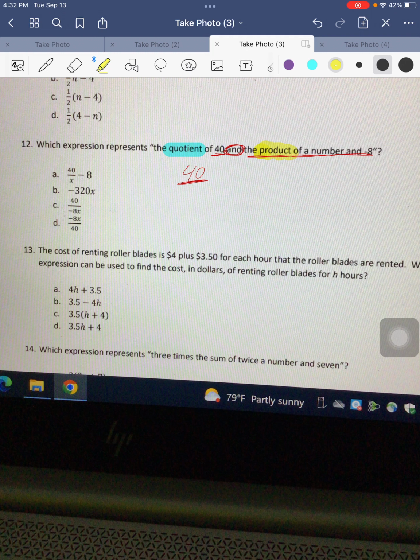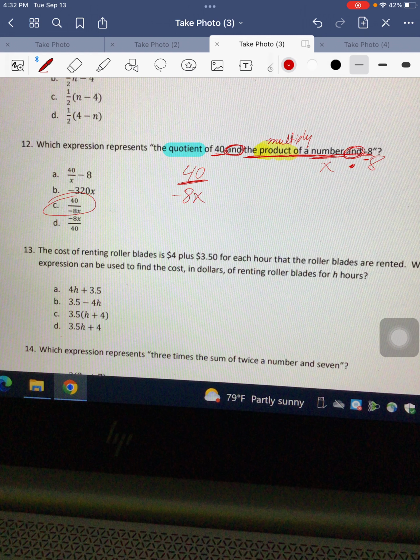There is also a product here. Product means multiply. And you're multiplying the next two numbers. We find the and, a number, we don't know what that is, so I'm going to use x, and negative 8. So you're going to multiply those two together. And that is, remember, your denominator, the product of a number and negative 8. So negative 8 times x.